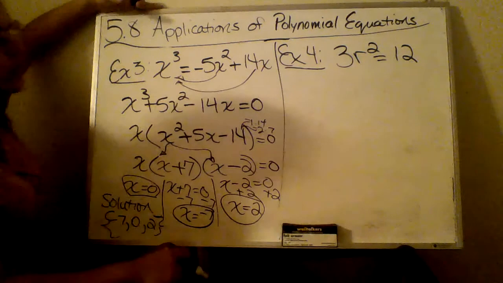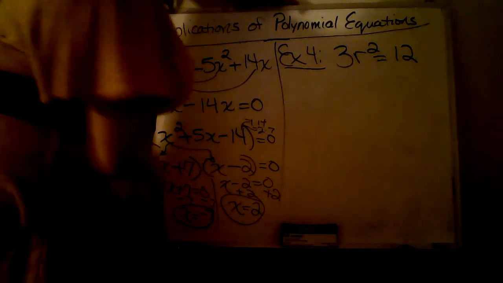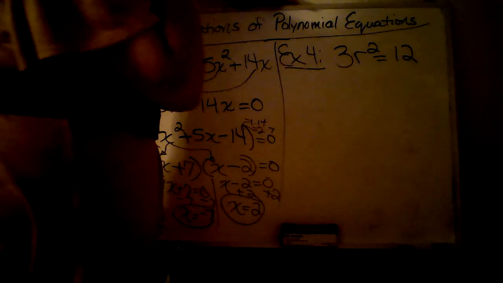Now let's try this one. Now this right here, you don't need to actually set it to 0. We can solve. Now this right here, we can simplify by, when you're trying to get r by itself, divide by 3. So you're left with r squared equals 4.